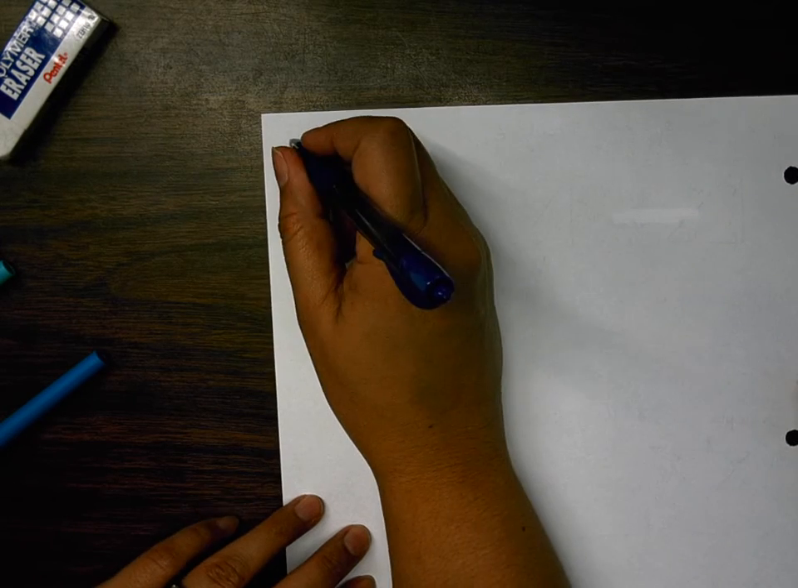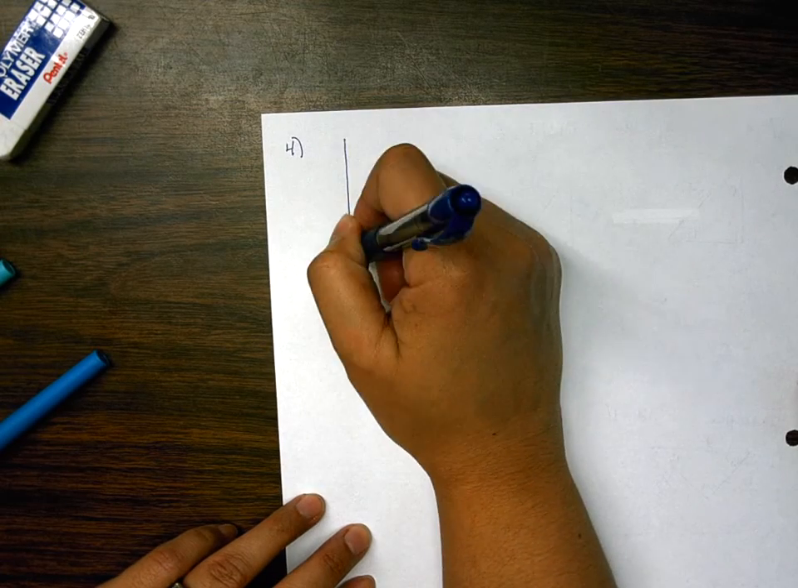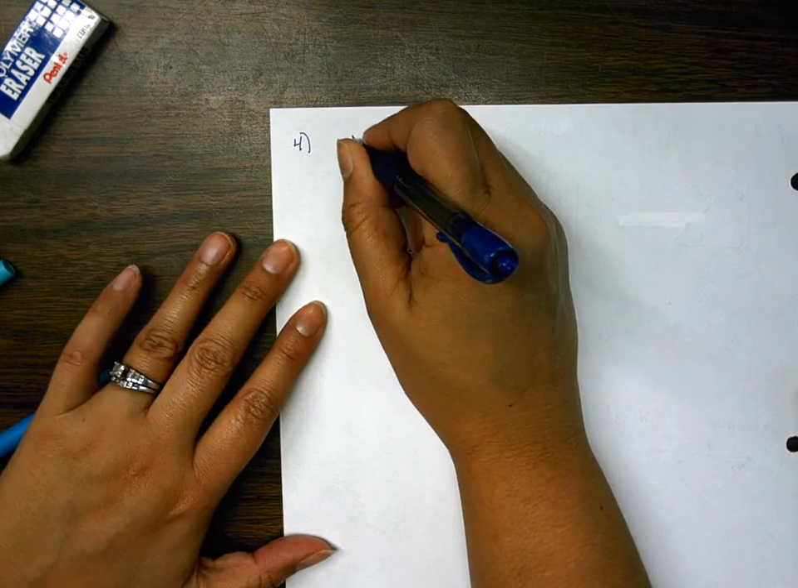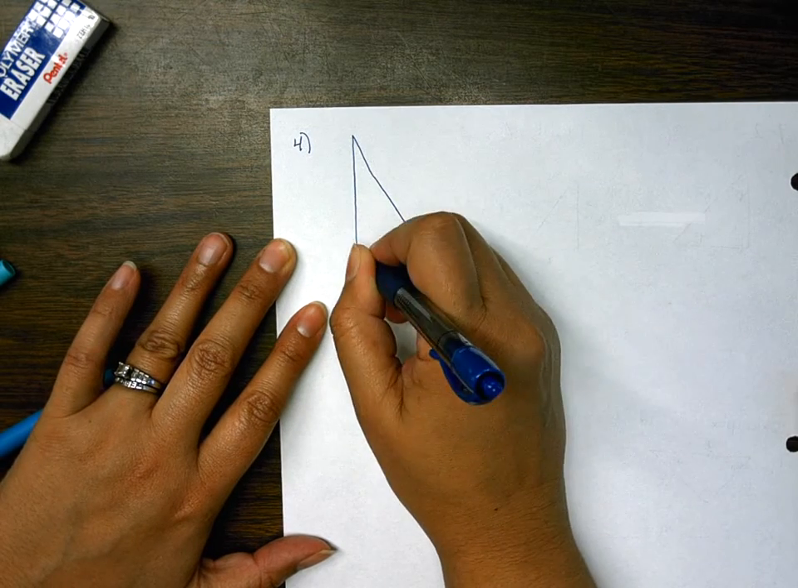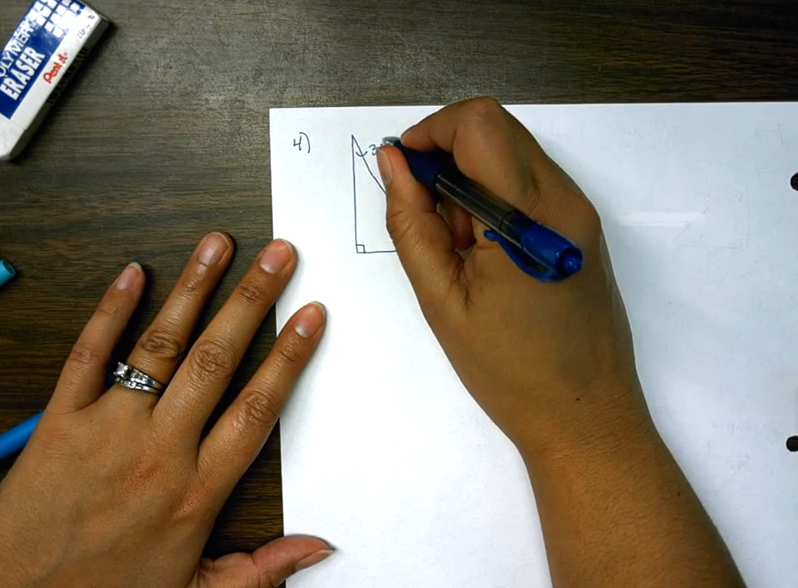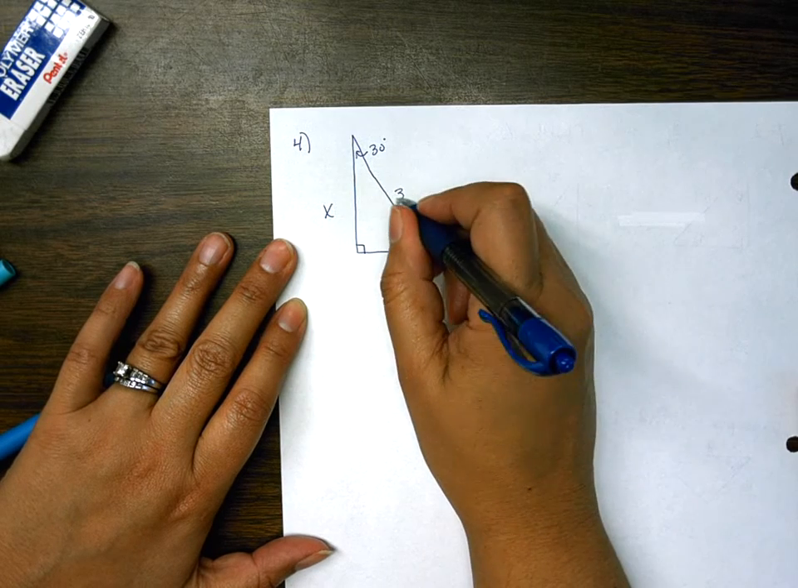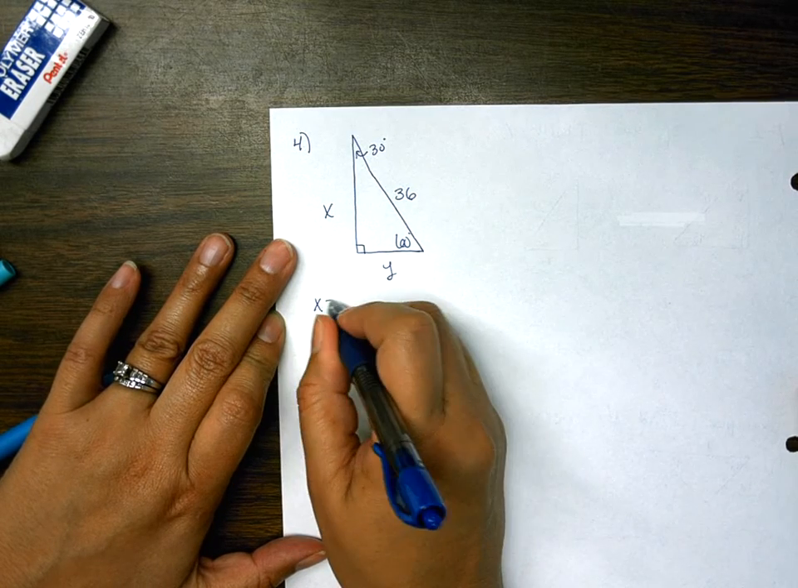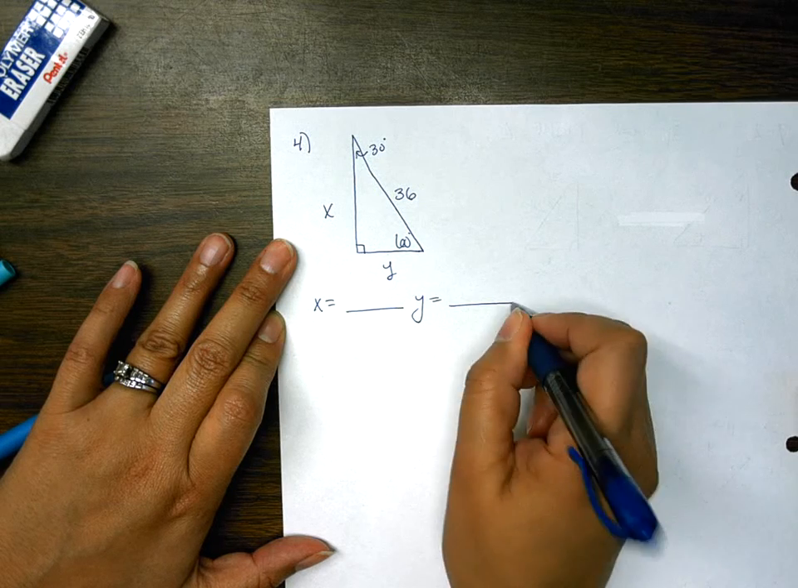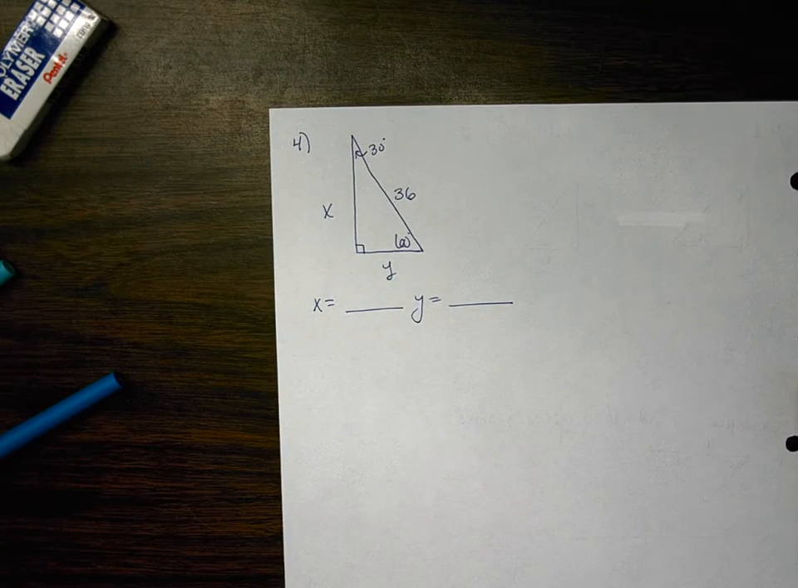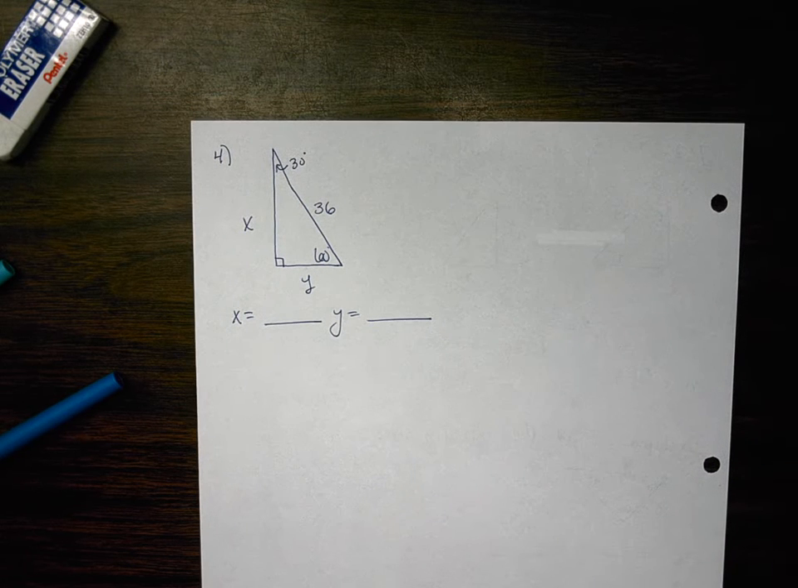Okay, number 4. Okay. Yes. Hustle, please. Okay, what type of triangle is this? The 45, 45, 90 or the 30, 60, 90? The 30, 60, 90. Okay, so step 1, label everything first.